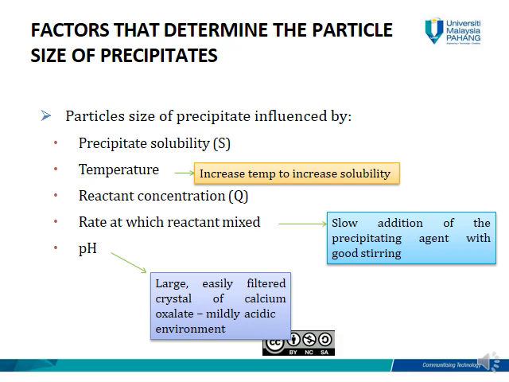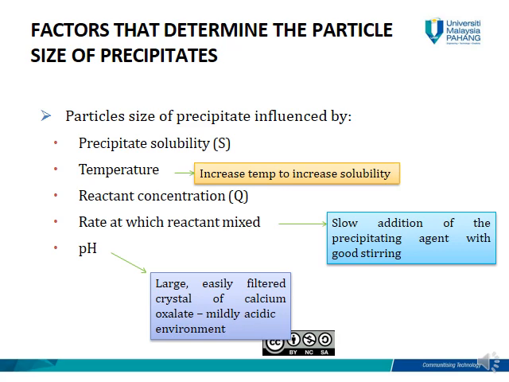Now these are the factors that determine the particle size of precipitates. This part is very important for you to understand very well. The first factor is precipitate solubility. The second one is temperature. When you increase the temperature, you increase the solubility. Next is reactant concentration, then the rate at which the reactants mix, and the last one is the pH.